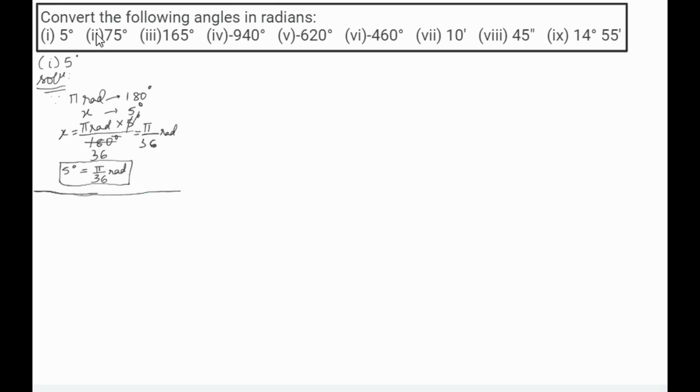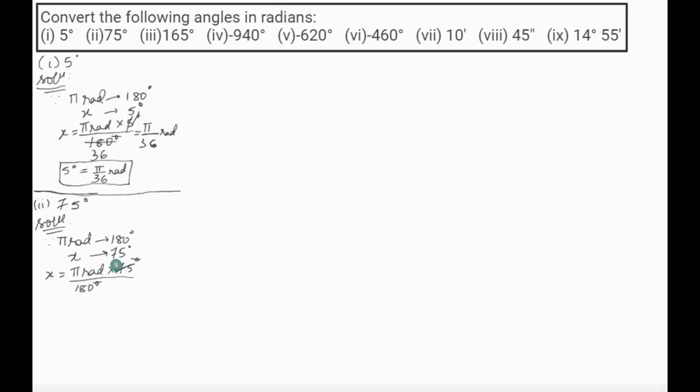The next one is 75 degrees. The solution is: pi radians is equal to 180 degrees. Therefore, how much is 75 degrees in radians? Let this be x. When we cross multiply, we get x is equal to pi radians into 75 degrees divided by 180 degrees. The degree units cancel each other.